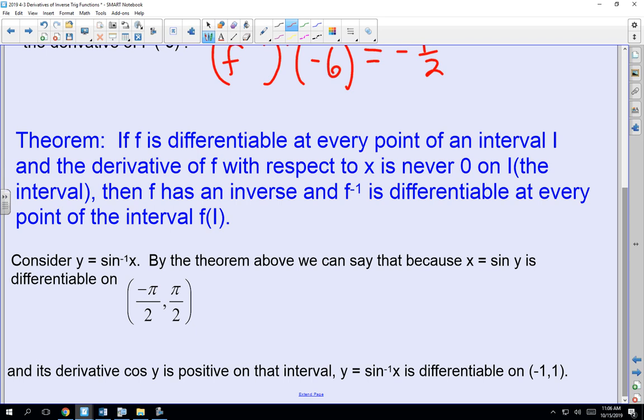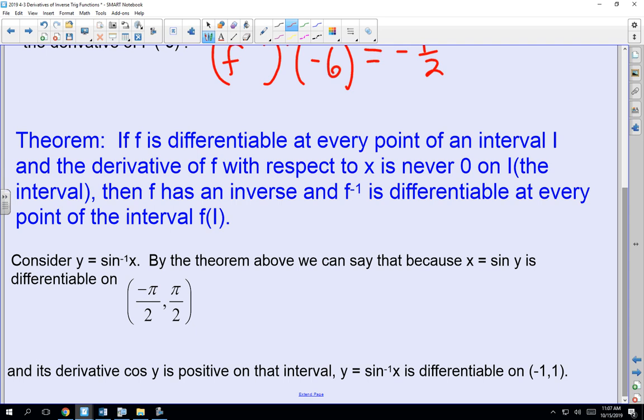By this theorem above, we can say that because x equals sine of y is differentiable on this interval negative pi over 2 to pi over 2, and its derivative cosine of y is never 0, or actually always positive on that interval, then y equals inverse sine of x is differentiable on negative 1, 1.